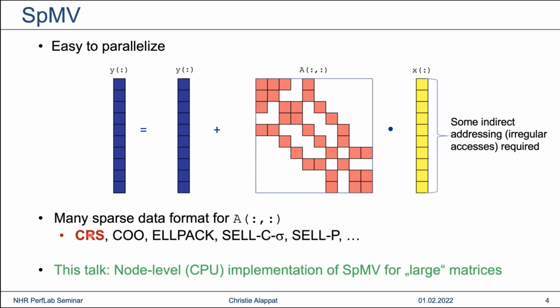That means we will stick also with CRS data storage format for matrix A, and we will look into node-level implementation of SpMV for large matrices. Large in the sense that the matrix does not fit in cache anymore.